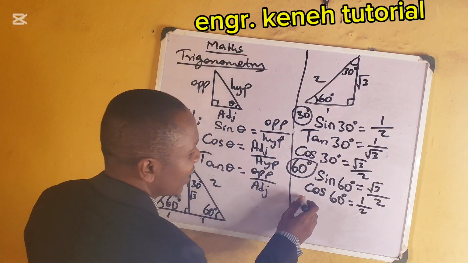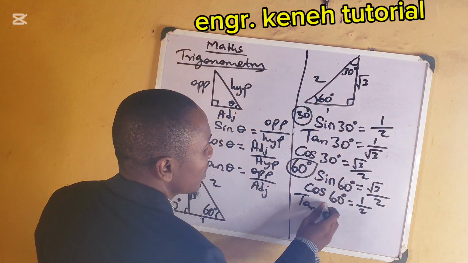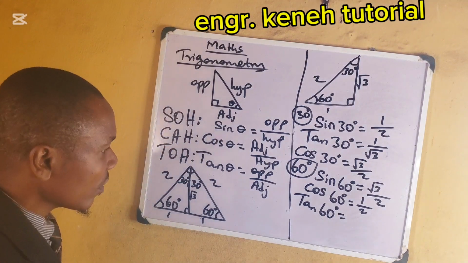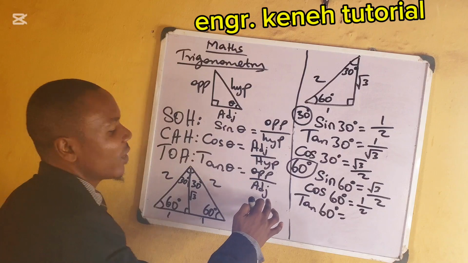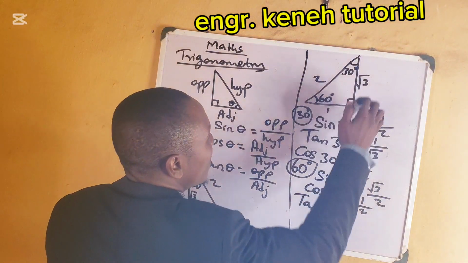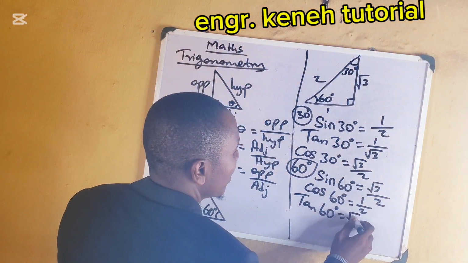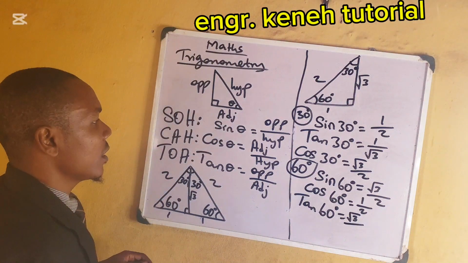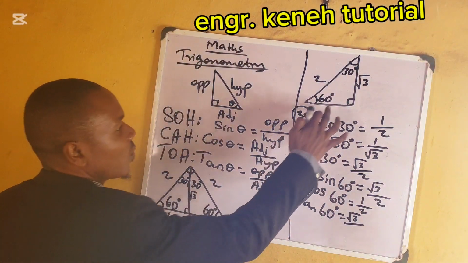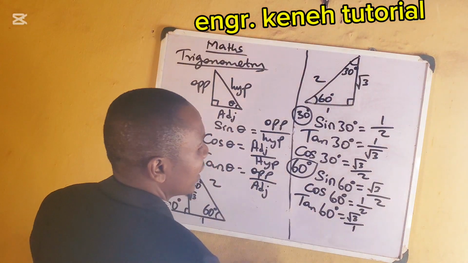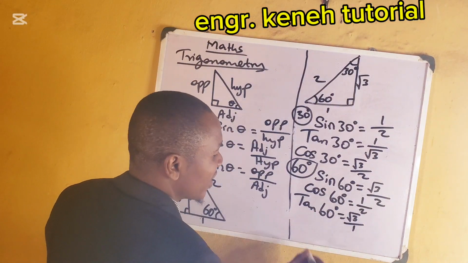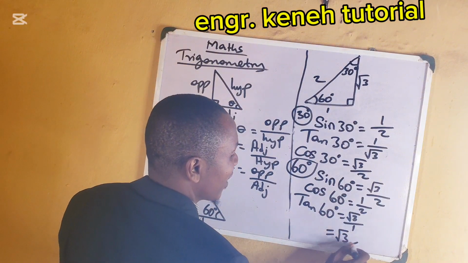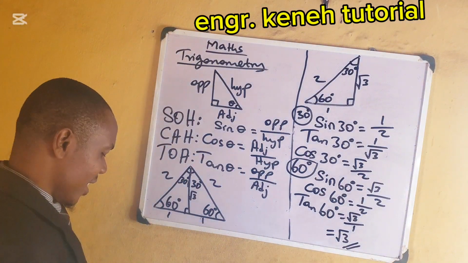All right, let's talk about tan. We have tan theta like this, which is tan 60 degrees. Tan means opposite over adjacent. Opposite of this is root 3. Can you see that? Then adjacent is 1. So we have it over 1 like this. Anything divided by 1 is that thing. So that means that tan 60 degrees is equal to root 3. Can you see that? All right. So that is it.